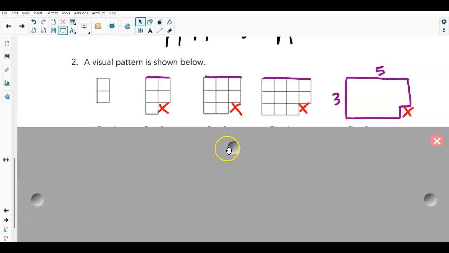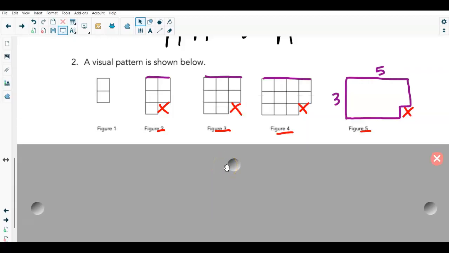Then we get to this pattern here. Remember, we're always trying to see how we can relate the figure number to our pattern. So in all of them we can see it's 3 high, except the first one. The rest of them are going to be 3 high, and the width is going to match the figure number. So figure 2 is 2 wide, figure 3 was 3 wide, 4 was 4 wide, so figure 5 would be 5 wide and 3 high.